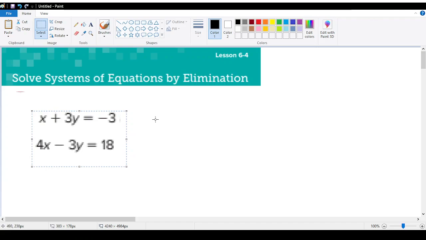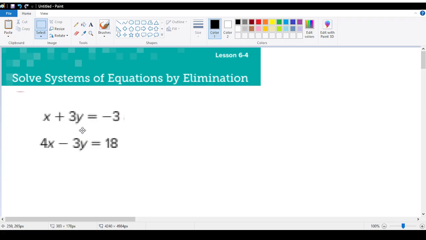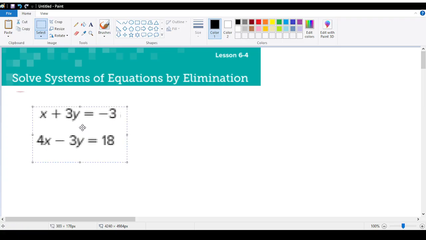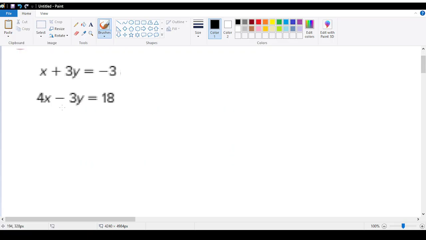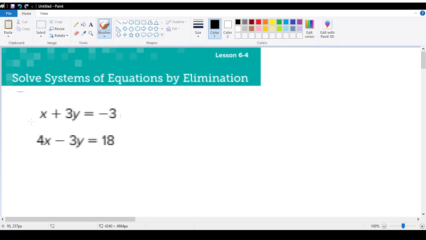Okay. So in order to solve this system of equations by elimination, we have to cancel out one of the variables, either x or y. Now, to cancel one of the variables, we should look for the coefficients. Now, if I ask you in the first equation, what is the coefficient of x?